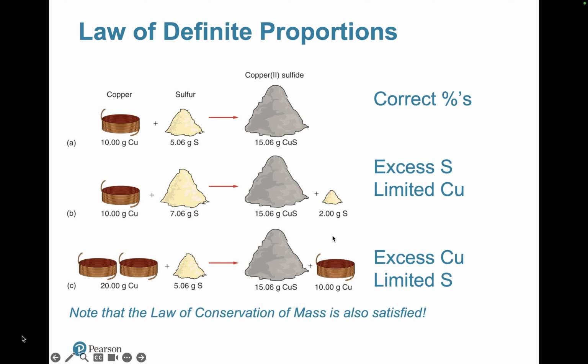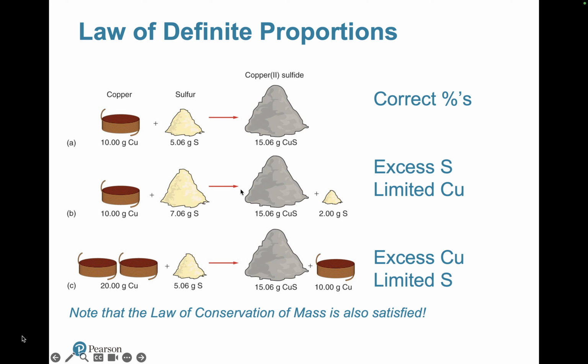And so in both cases, there's excess reagents, right? In this second case right here, there's excess sulfur and a limited amount of copper. And in this case down here, there's excess copper and a limited amount of sulfur. So the fun thing about this is that notice how we start out with 10 grams of copper and 5.06 grams of sulfur, and then we end up with 15.06 grams of copper sulfide. Like you add these numbers together, and you get the total grams of the entire compound.